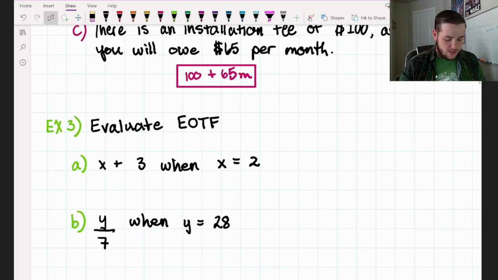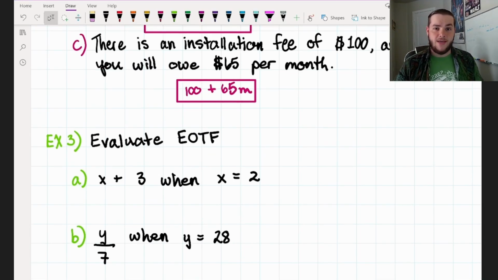We will also need to understand how to evaluate algebraic expressions. So in example 3, we're going to take a look at doing that together a little bit. Now, part A says to evaluate x plus 3 when x is equal to 2. Remember, a variable is just a stand-in or a signifier for some quantity that we don't know. And the algebraic expression x plus 3 says whatever x happens to be, add 3 to it.